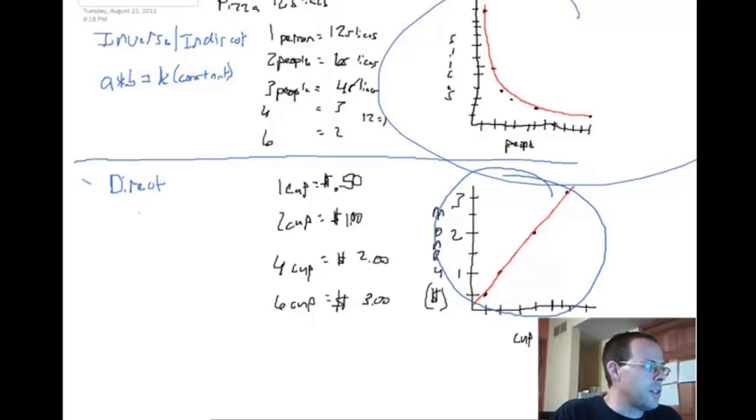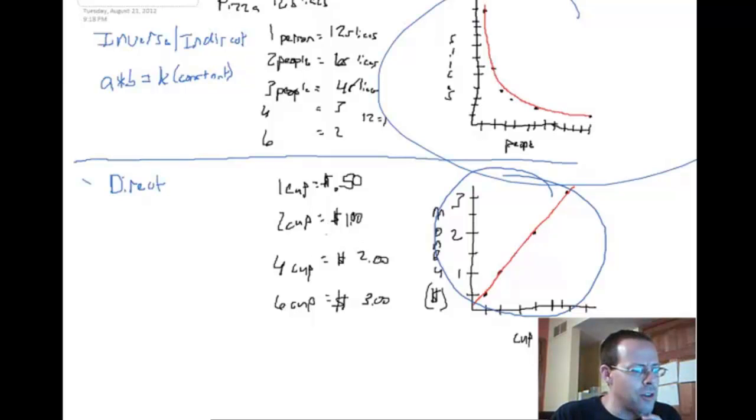Let's contrast that with our cups and our price. If we multiply 1 cup times 50 cents, we get 50 cents. What if we take 2 cups times $1? We get $2. 4 cups times $2, we get 8, and 6 times 3, we get 18. So we're not getting a constant. So is there something else?